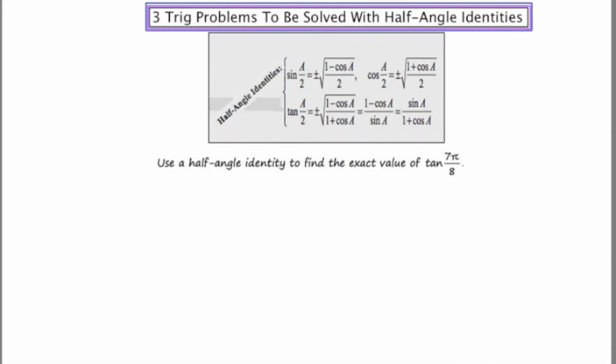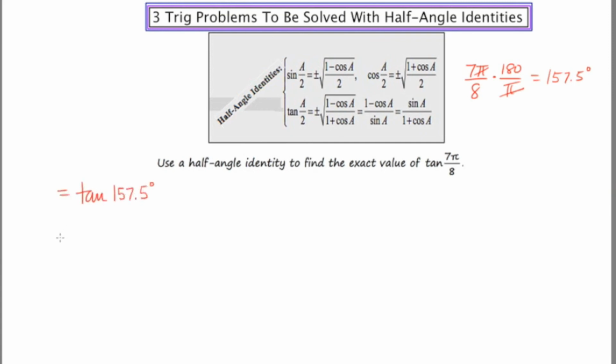By now you're probably really getting the hang of this, but we do have one final example, and that is example 3, which asks us to use a half angle identity to find the exact value of the tangent of 7 pi over 8. Let's start by converting that to degrees. In this case, we end up with 157.5 degrees. So I'm going to go ahead and rewrite this as the tangent of 157.5 degrees.